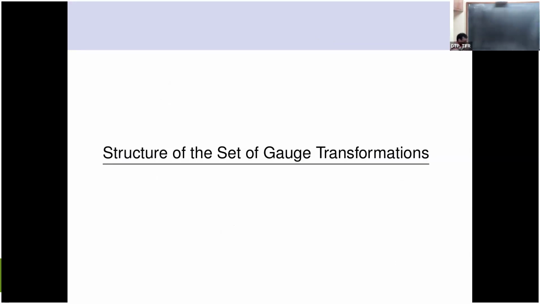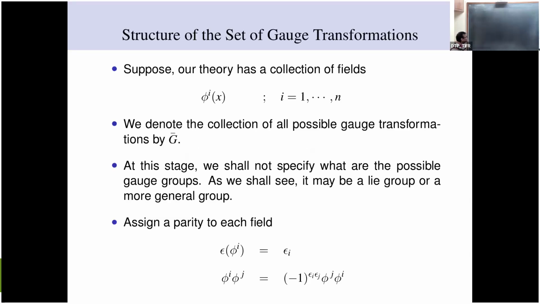So before studying the quantization of these general gauge systems, which are more general than, say, Lie groups, first we shall discuss what these general gauge systems are. What is the structure of this set of general gauge systems?